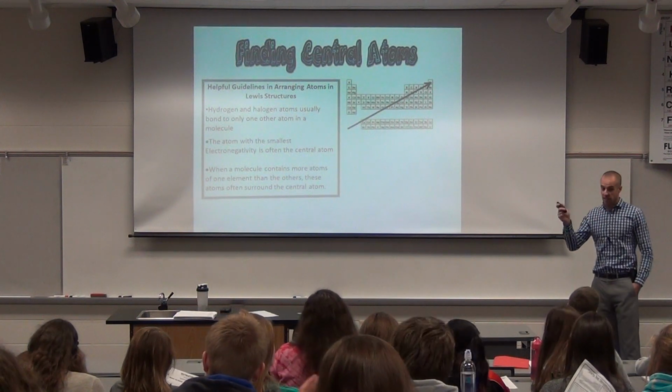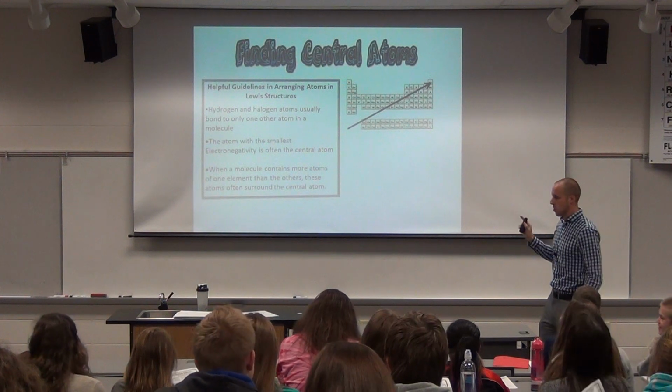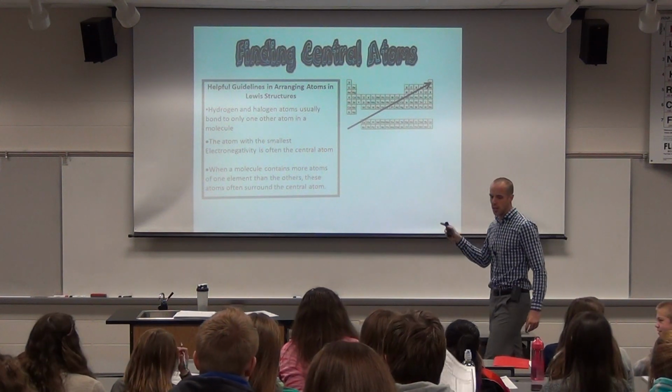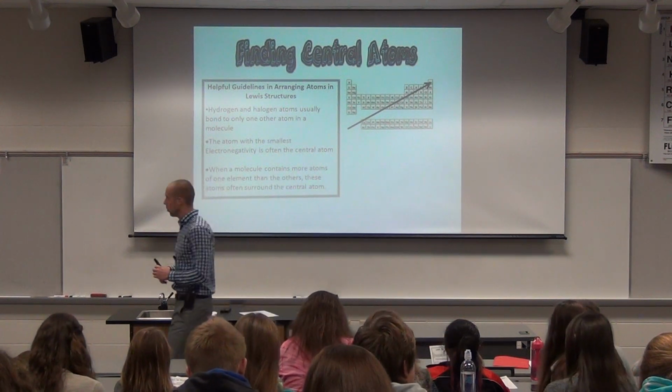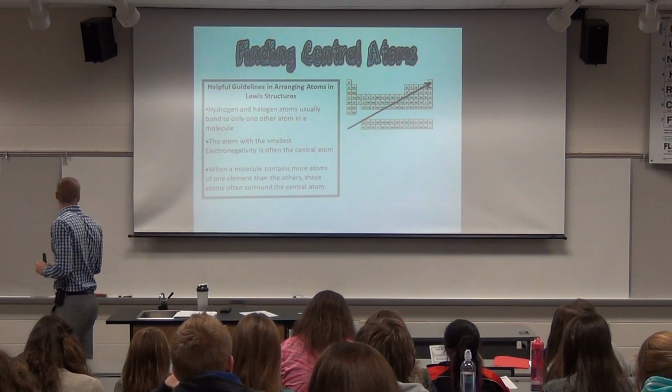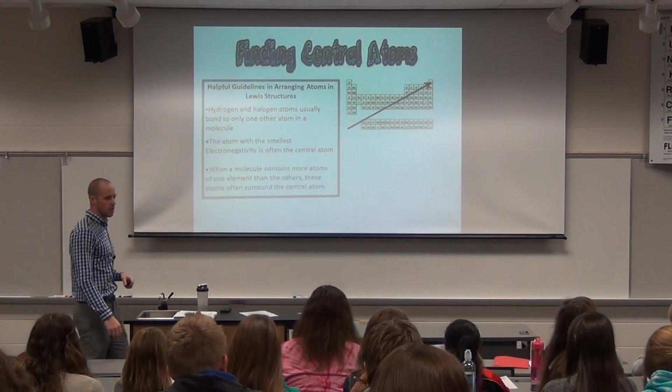Okay, I just want to talk about finding the central atom really briefly. If you flip your sheet over, this information is on the back of your sheet. I'm not going to linger on this very long. I just want to point a couple things out to you. It says helpful guidelines in arranging atoms in Lewis structures. That's just a fancy way of telling you what the central atom is.